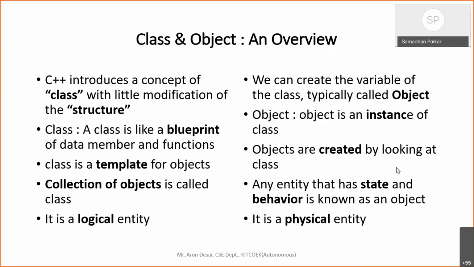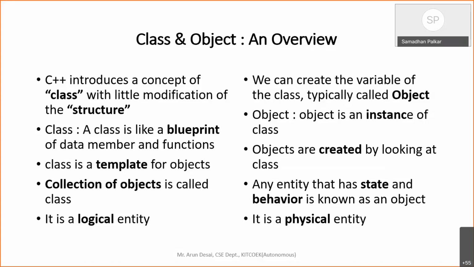So how are objects actually created? Just by looking at your class. Your class is simply a template, so by looking at your class, objects are created. Now objects have certain characteristics: an entity which has state and behavior. What is state and what is behavior? Behaviors are operations. If you write a function, it is treated as a procedure or operation on something, and that is called behavior. And state is simply called value.